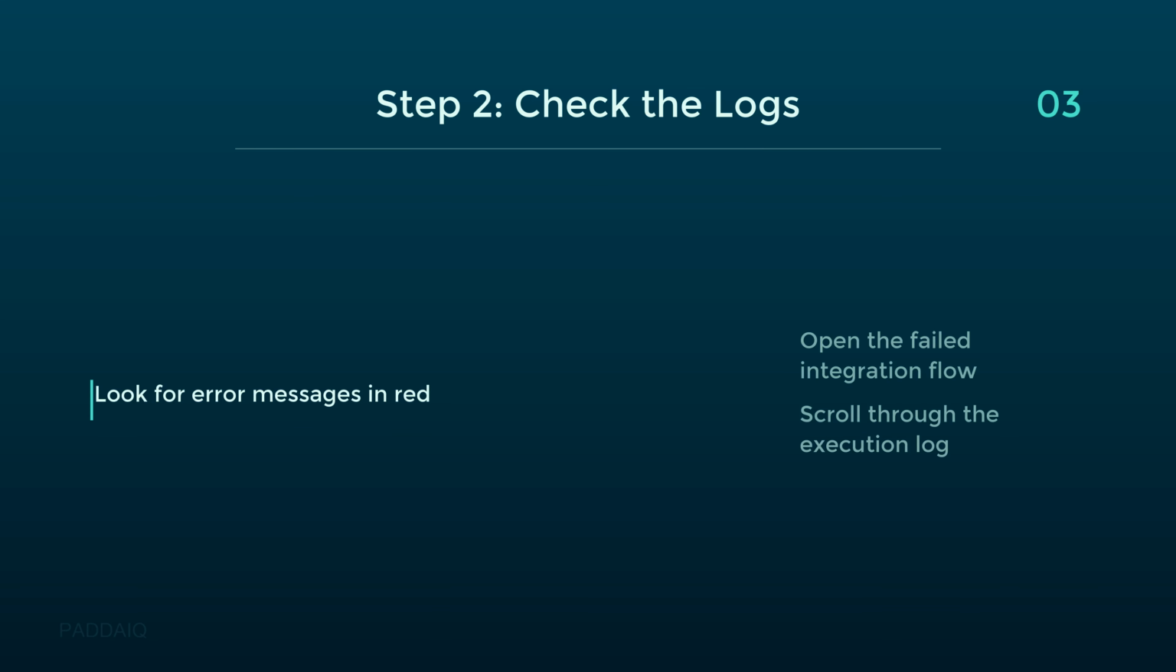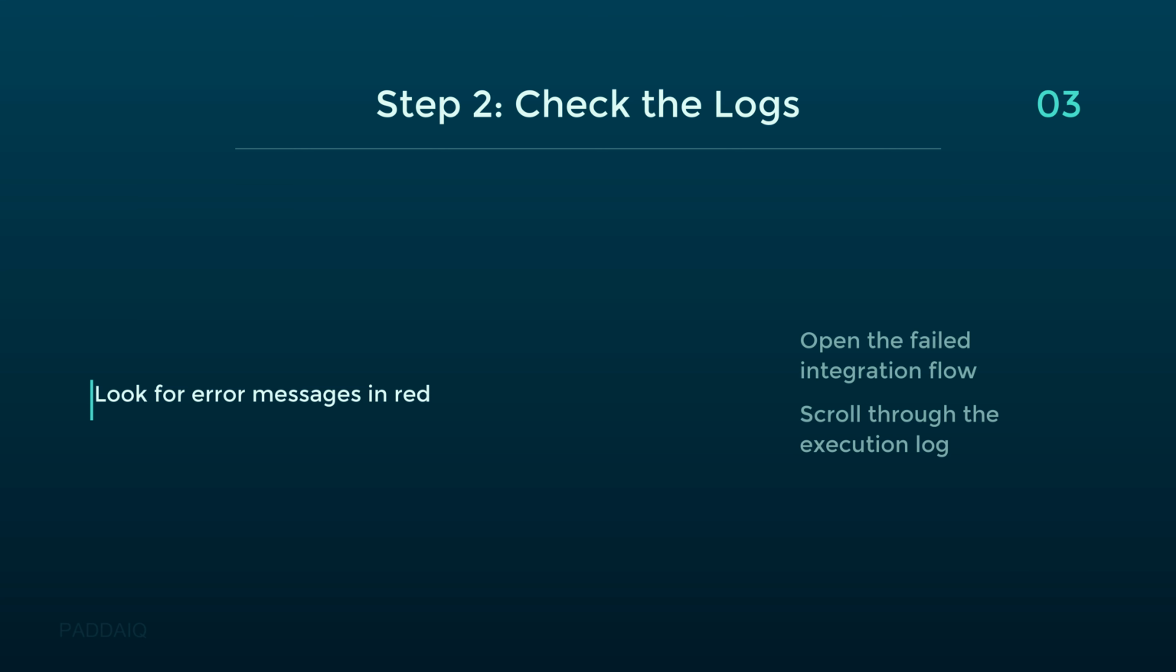Look for error messages in red. This means scanning log files for any text highlighted in red, as this color typically indicates critical issues or failures. For example, if a data integration job fails, the log might show a red message like connection timeout.